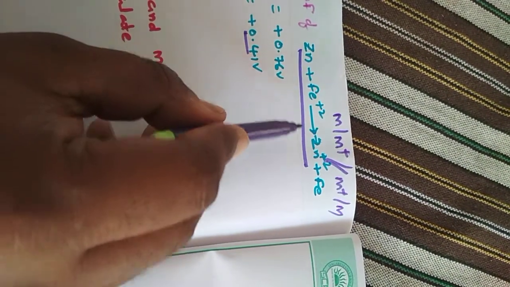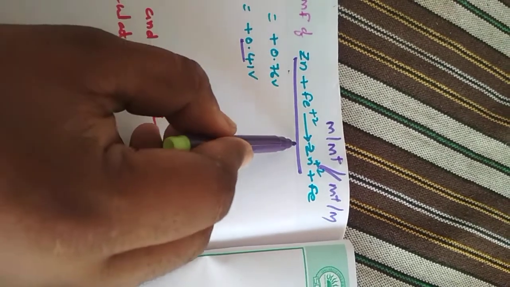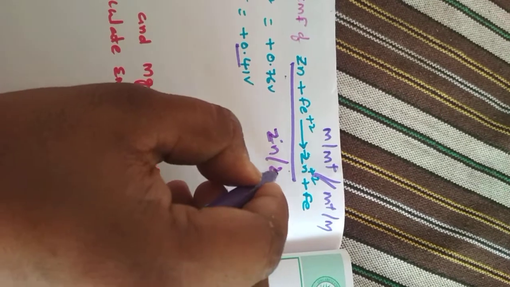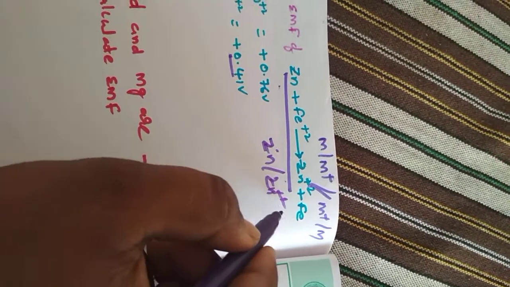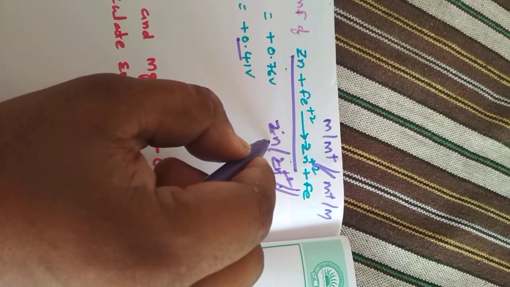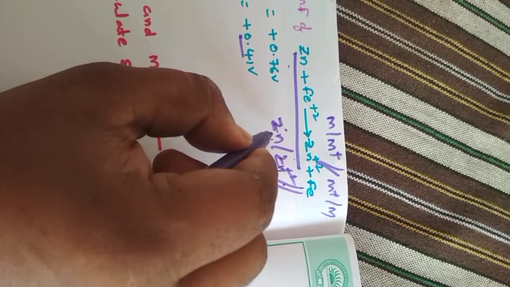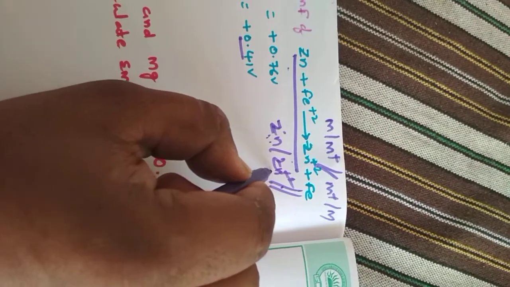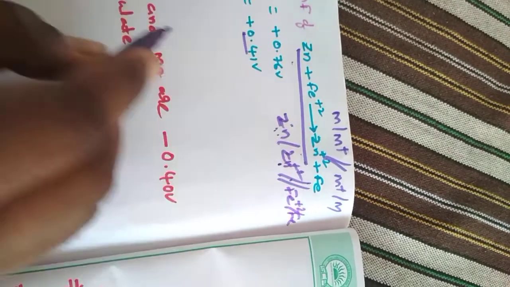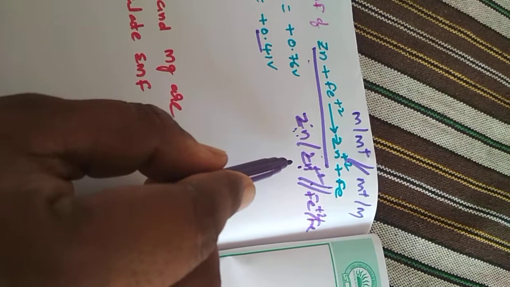Here, what is the M by M plus? Here Zn converts to Zn plus 2, and here Fe converts to Fe plus 2. In the middle is the salt bridge. Always on the left side of the salt bridge we have to write the oxidation. Here Zn by Zn plus 2 is the oxidation, and Fe plus 2 by Fe is the reduction. So we constructed the cell formation.